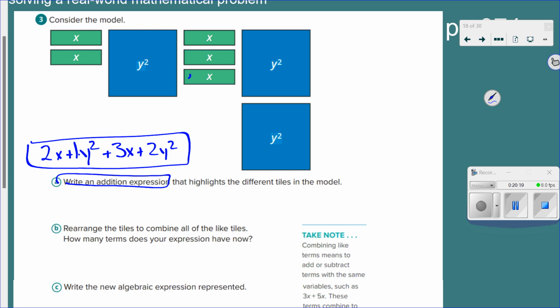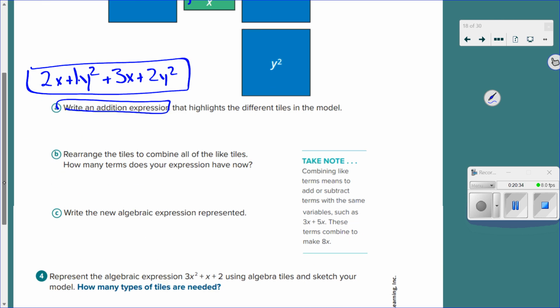Does everybody understand that this expression shows this model? Everybody okay? Give me a thumb up, thumb down. Okay, so almost all of you got it. Now we're going to take the next part, rearrange the tiles, combine all of the like ones. In other words, put the same colors together. Then tell me, how many terms does it have? And write the new expression. So I'll give you guys about 3 minutes to do this. You're going to rearrange all your tiles, put the same ones together, tell me how many terms you got, and then write the new expression based on your reorganization of the model.